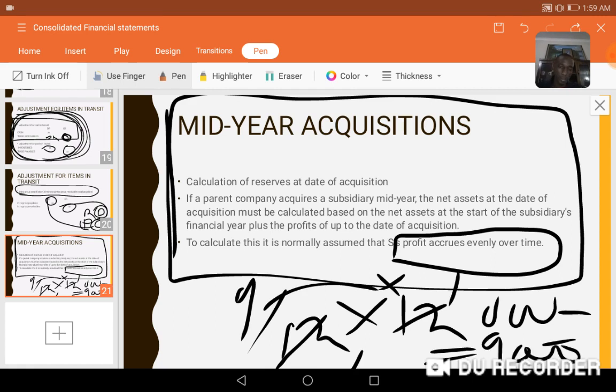That's it. So thank you guys for this session. That's all with the consolidation of financial position. Before we do consolidation for profit or loss, we will go through an exam standard question of consolidating financial position. Till then, goodbye.